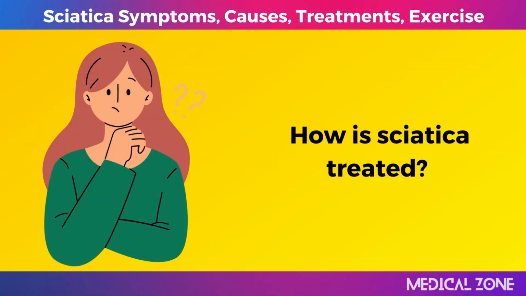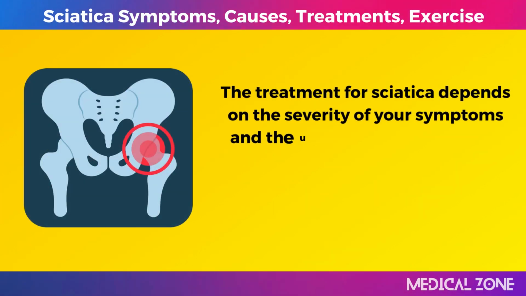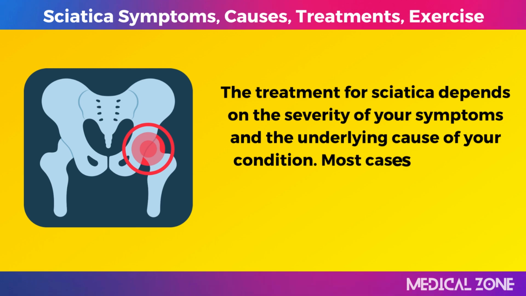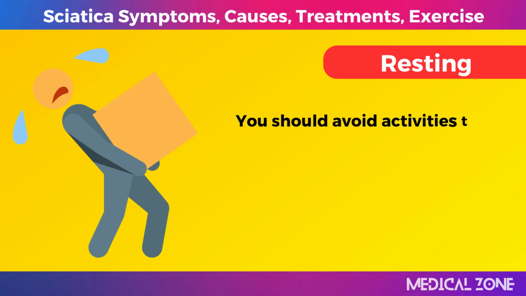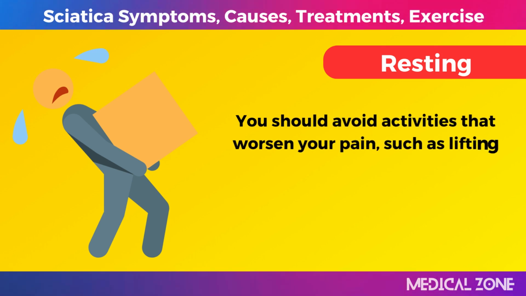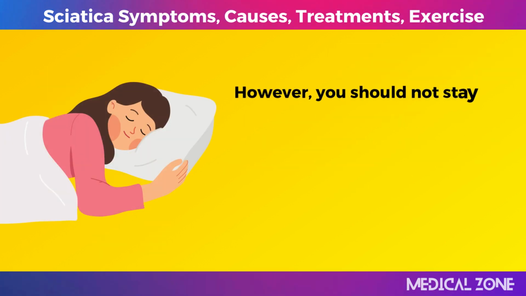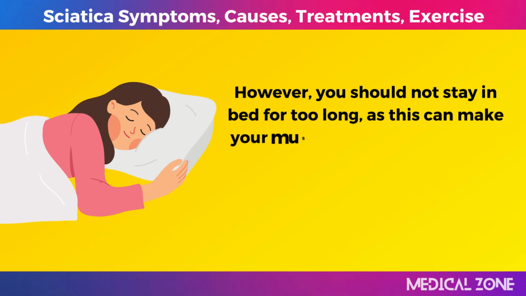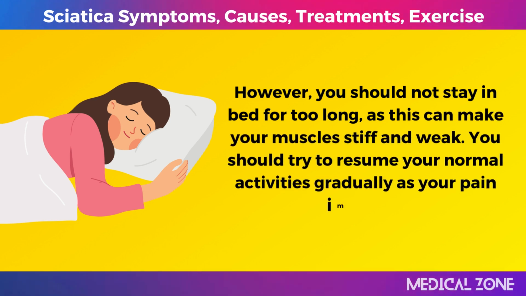How is sciatica treated? The treatment for sciatica depends on the severity of your symptoms and the underlying cause of your condition. Most cases of sciatica improve with time and self-care measures such as resting. You should avoid activities that worsen your pain, such as lifting heavy objects, bending or twisting your spine. However, you should not stay in bed for too long, as this can make your muscles stiff and weak. You should try to resume your normal activities gradually as your pain improves.